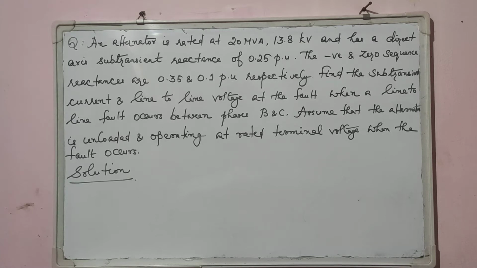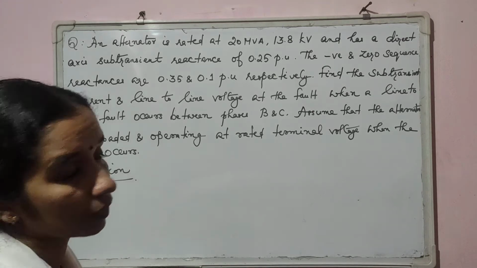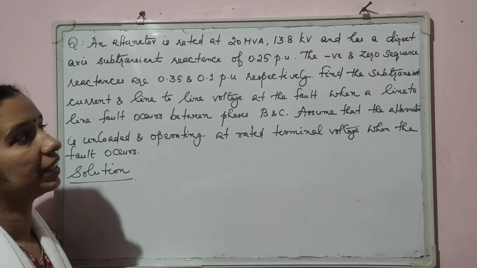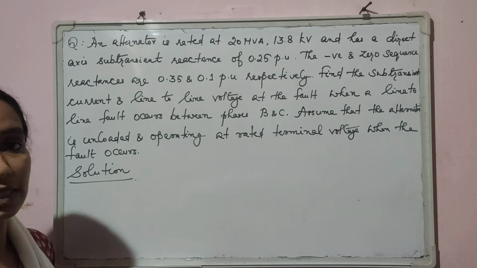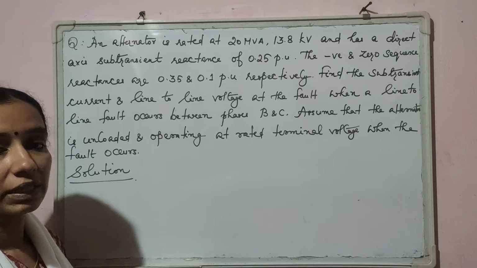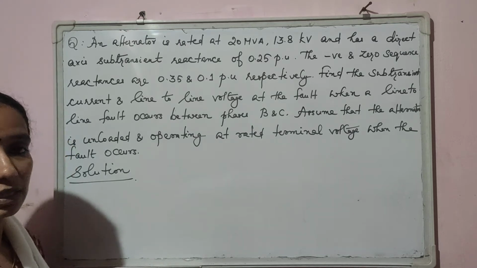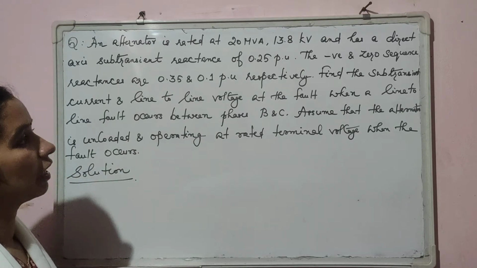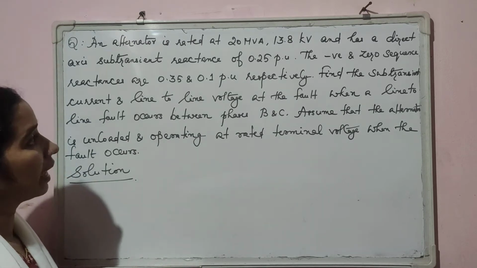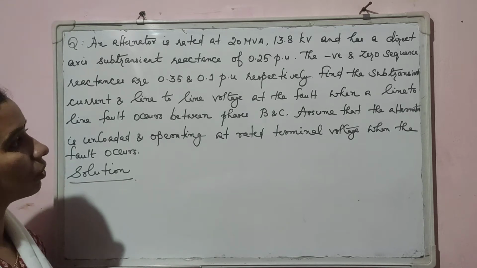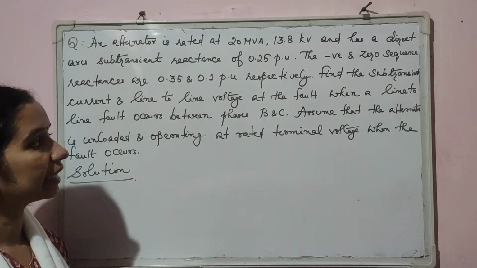In this lecture, we are going to solve a problem on line-to-line fault analysis. An alternator is rated at 20 MVA 13.8 kV and has a direct axis subtransient reactance of 0.25 per unit. The negative and zero sequence reactances are 0.35 and 0.1 per unit respectively. Find the subtransient current and line-to-line voltages at the fault when a line-to-line fault occurs between phases B and C.